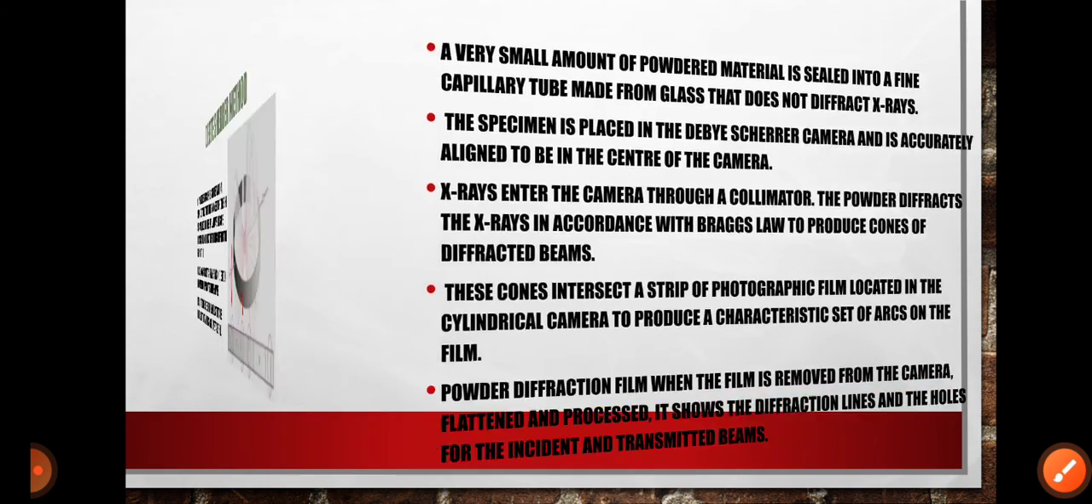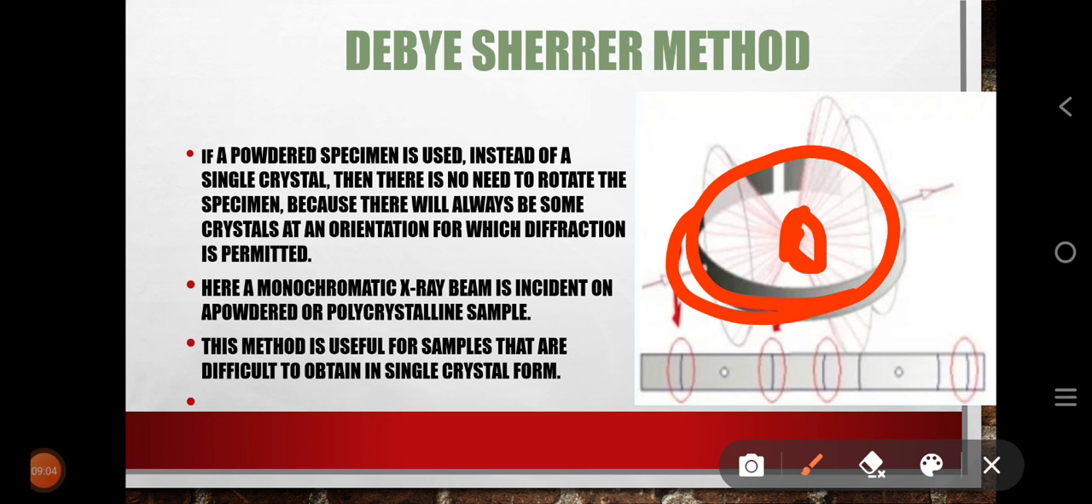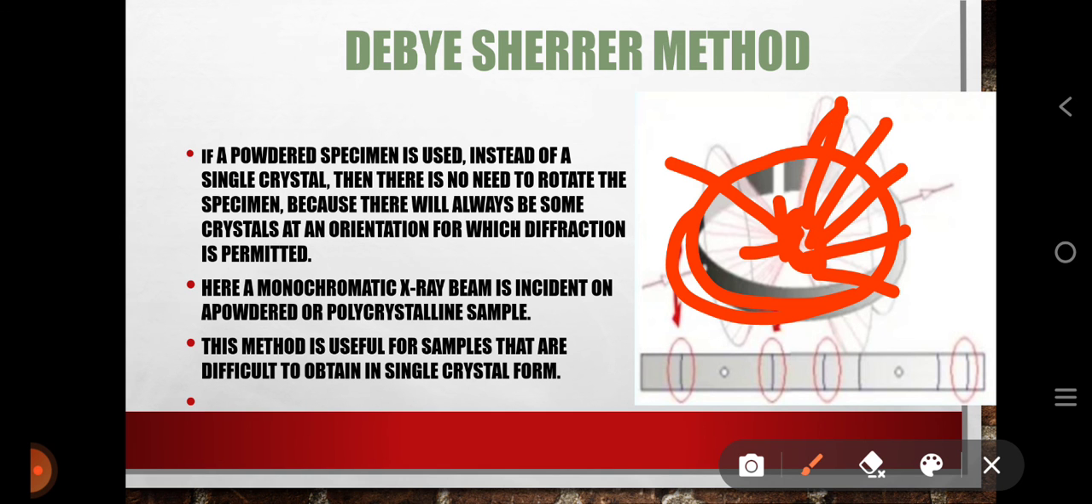Let's consider. Here the capillary is present. In this, the sample is present. These are the camera. When the incident light is incident on the capillary, it is diffracted into different directions and it forms a cone. This method is called the Debye Scherrer method, and it forms a film.